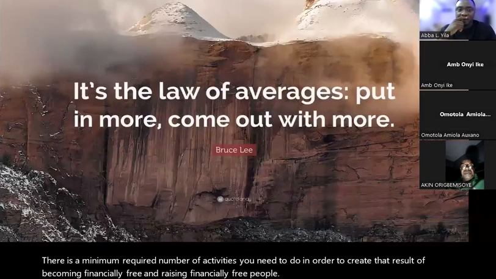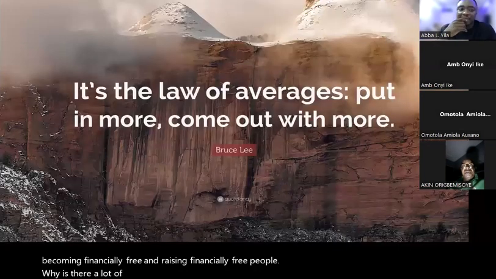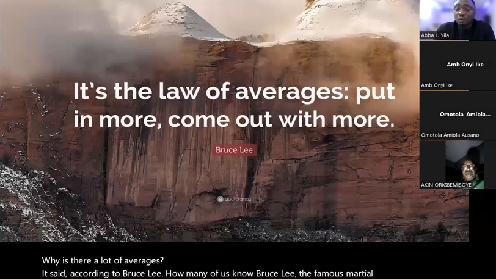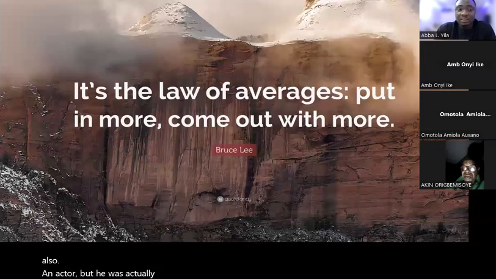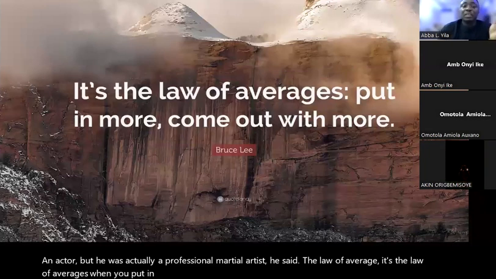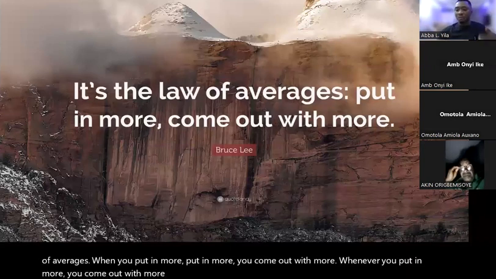So, why is there a law of averages? It said, according to Bruce Lee, how many of us know Bruce Lee? The famous martial artist, okay? Also an actor, but he was actually a professional martial artist. He said, the law of average, it's the law of averages. When you put in more, you come out with more. Whenever you put in more, you come out with more.